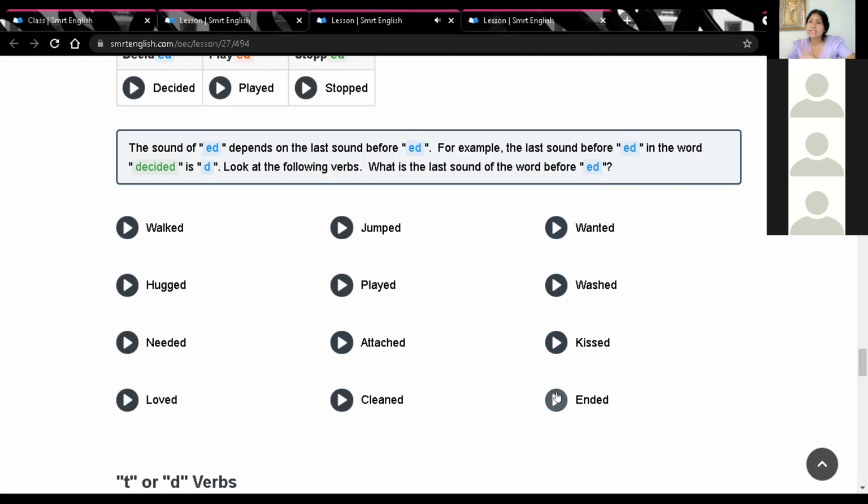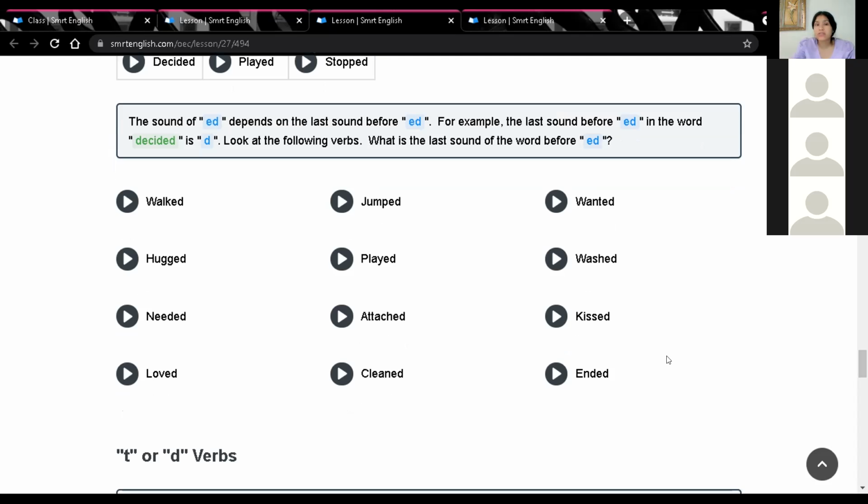Ended. For example, look at this again. Here we have the ending of this verb is D, so end. I'm going to pronounce ended. Kissed. It ends with S. The E doesn't sound, but the letter D sounds as D. Kissed. Washed. So they sound different.